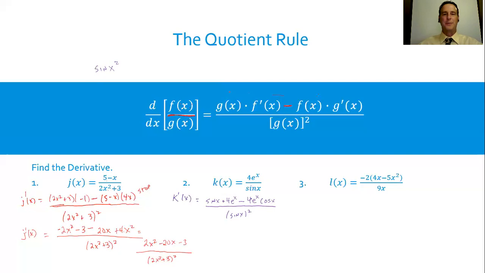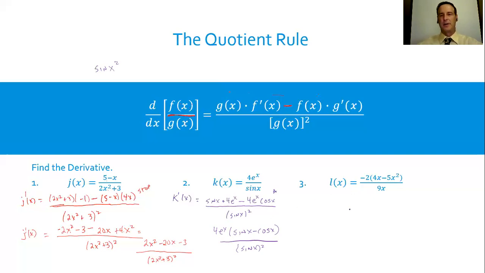Okay, and really there's not much you can do. You could pull out a 4e to the x if you wanted, but you don't really have to because it's not going to cancel out with anything. If it canceled out with something in your denominator, then it would be wise to do. But because it doesn't, you could have really probably just stopped right there. That would have been fine.